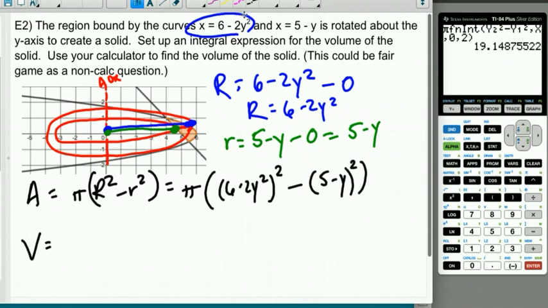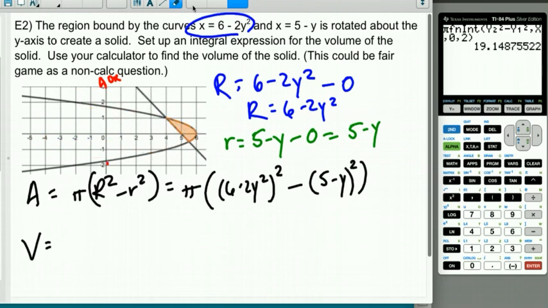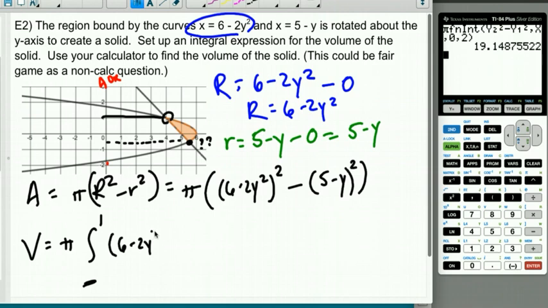Now this is a little bit tricky. Oh, that's mean of me. Let's erase that for a sec. This is a little bit tricky. This is not a nice happy y value, so you're going to have to find it. This one is definitely a 1. So it's pi, and it's the integral from some number I have to figure out to 1, right? And it looks like it's probably a half, but we're going to verify that it's a half of this thing. 6 minus 2y squared, quantity squared, minus 5 minus y squared dy.